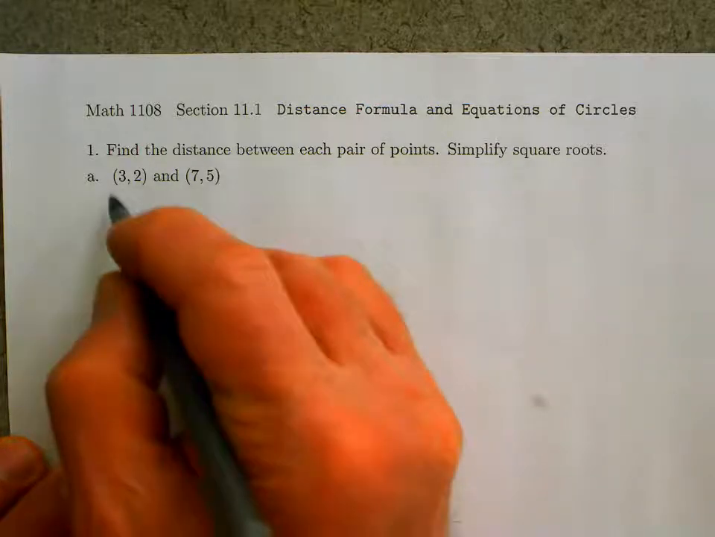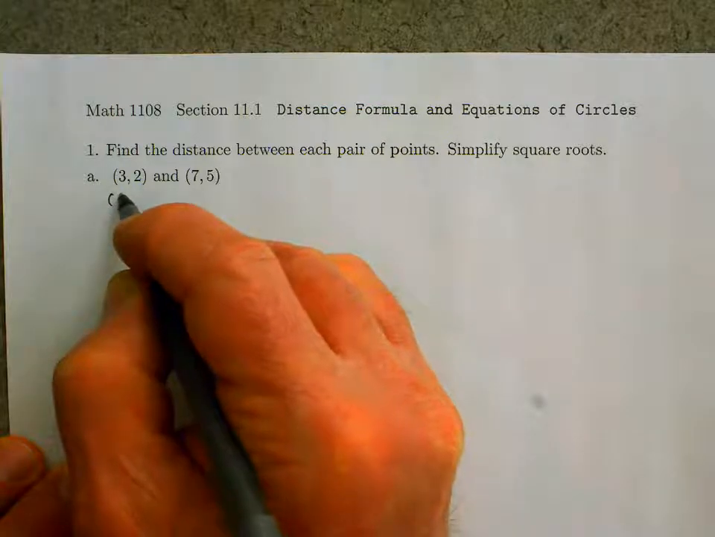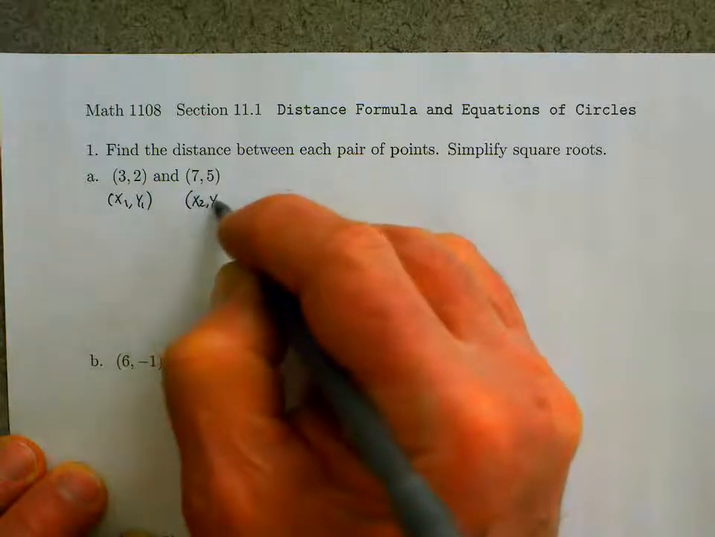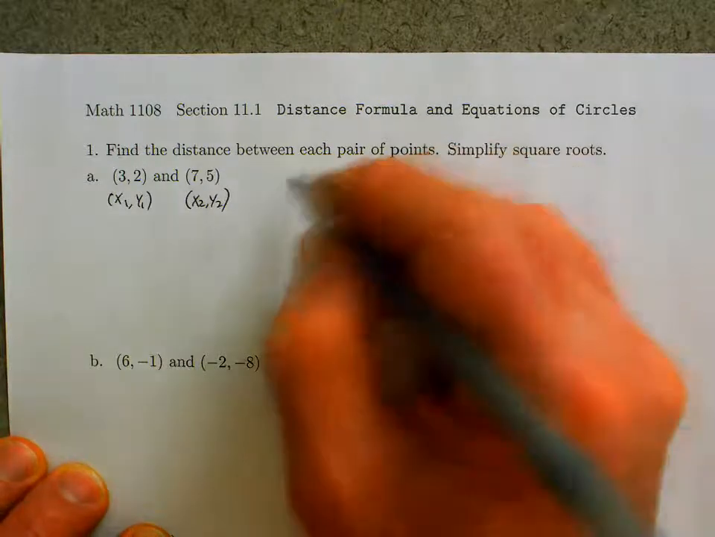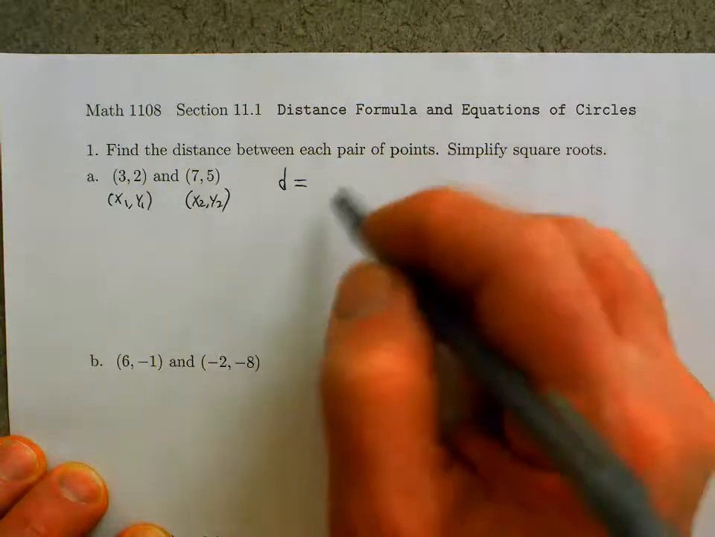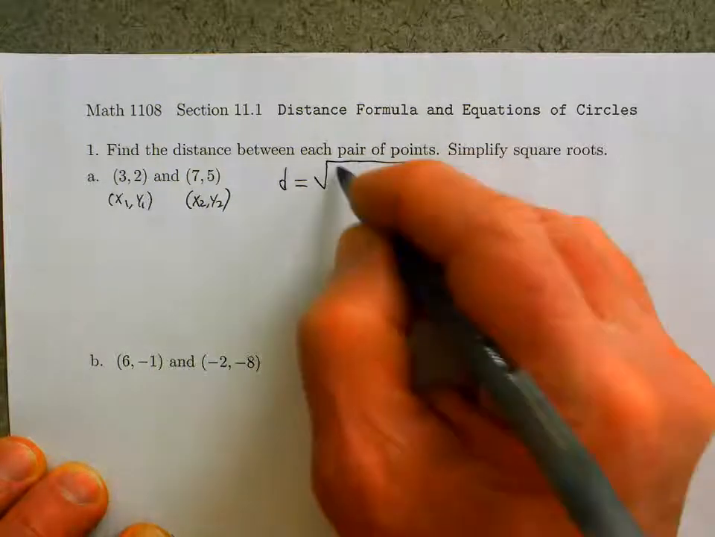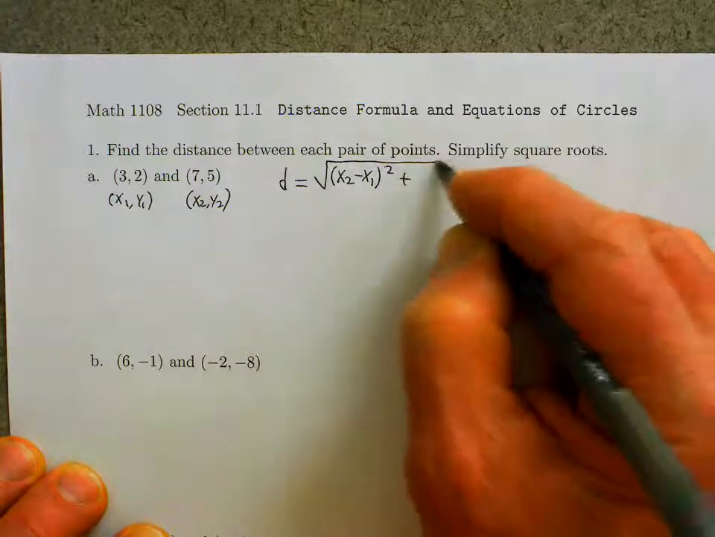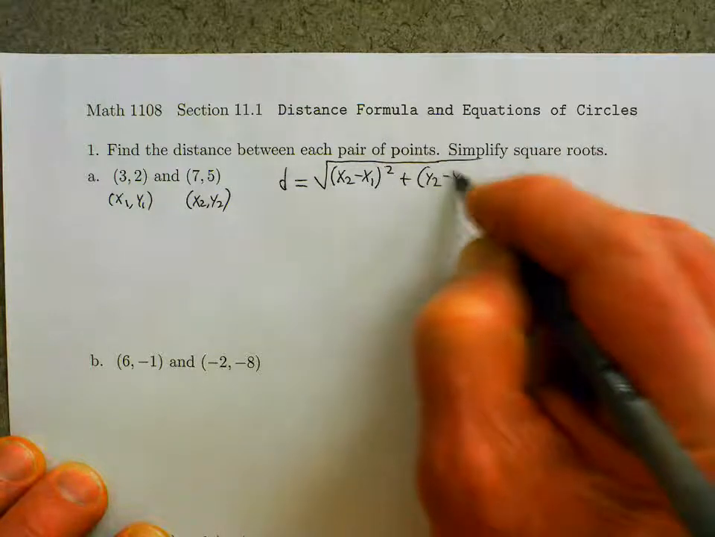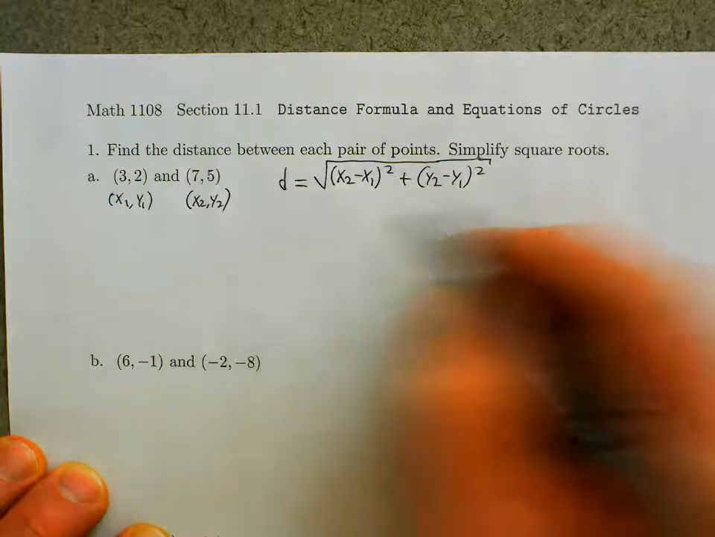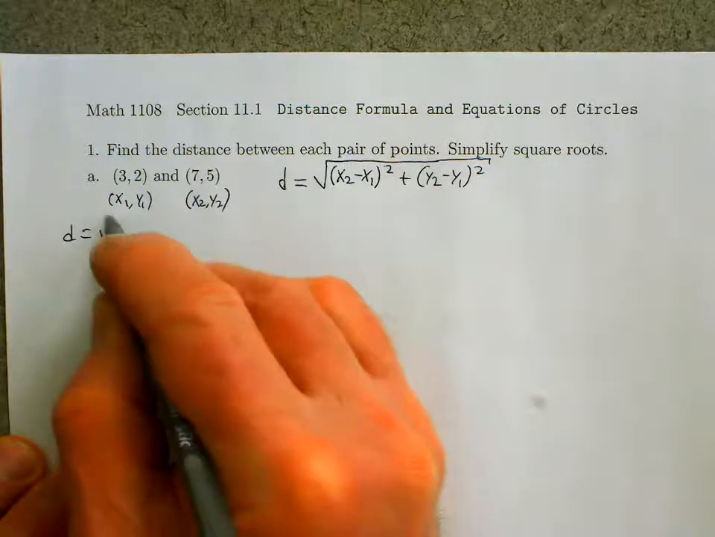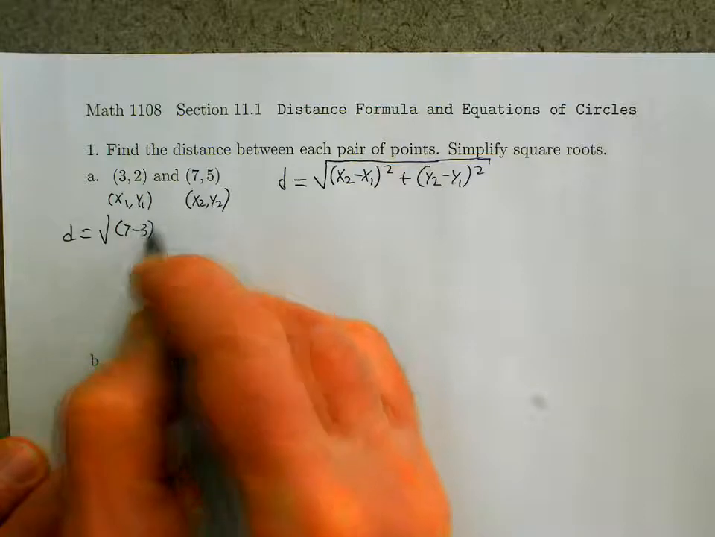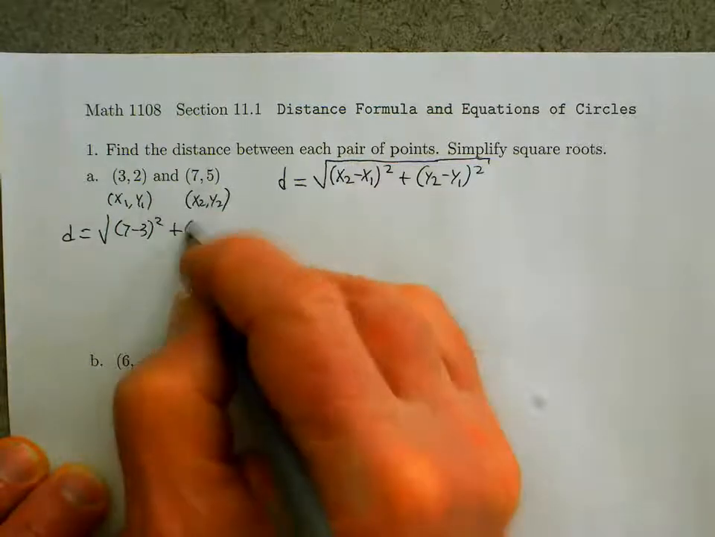So I'll just pick the ordered pair 3, 2 to be the x1, y1, and 7, 5 the x2, y2. And then I'll write the distance formula. The distance between the 2 points is the square root of the quantity x2 minus x1 squared plus the quantity y2 minus y1 squared. So if we apply the distance formula, we get the square root of 7 minus 3 quantity squared plus 5 minus 2 quantity squared.